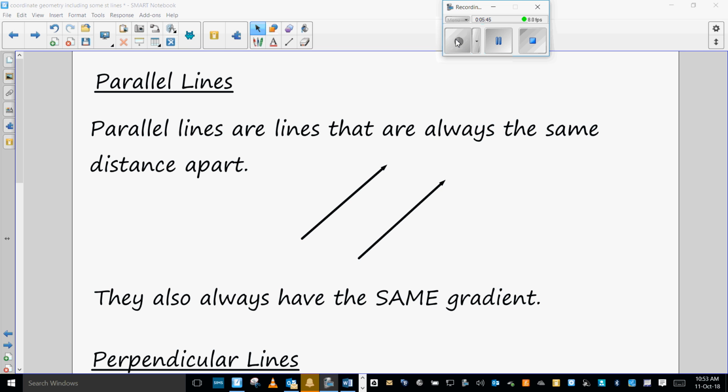Alright, so parallel lines are the same distance apart. They also will always have the same gradient. Okay, we would see that our rise over our run would be the same for each of them. So parallel lines have the same gradient.